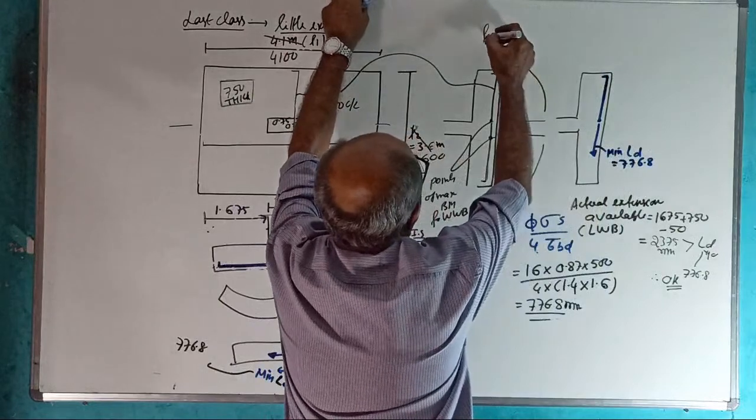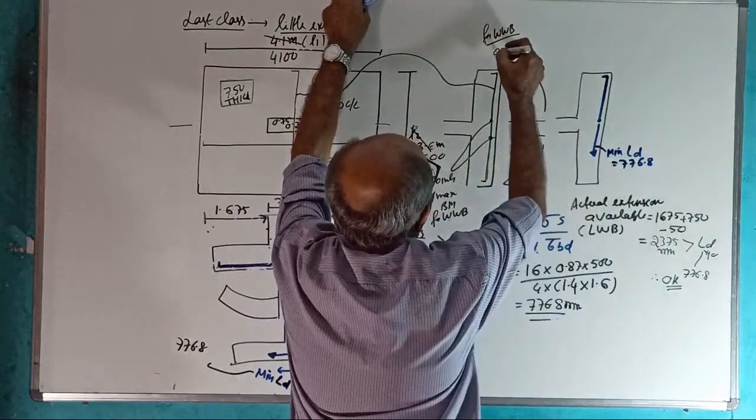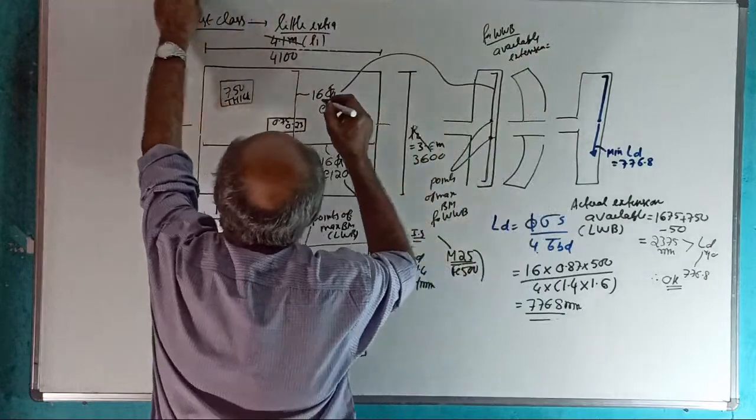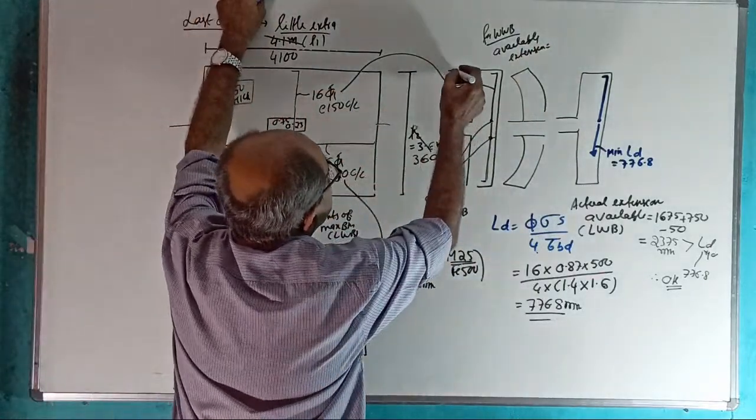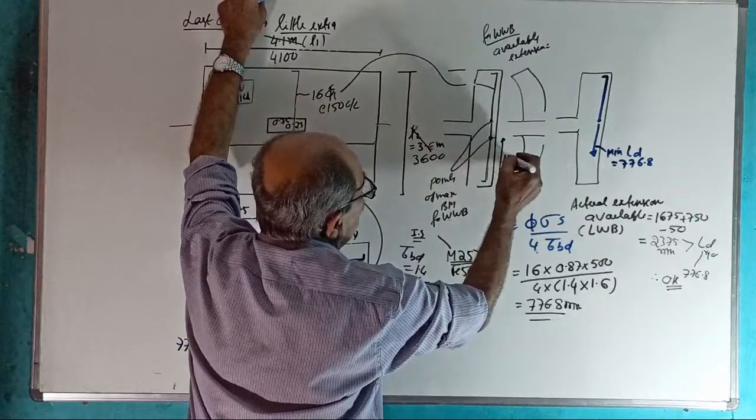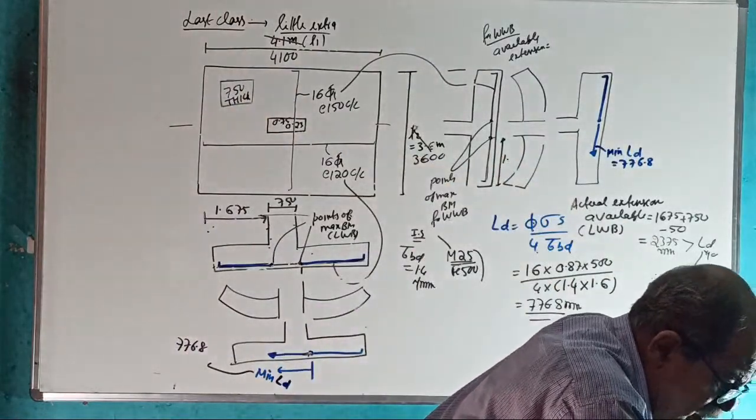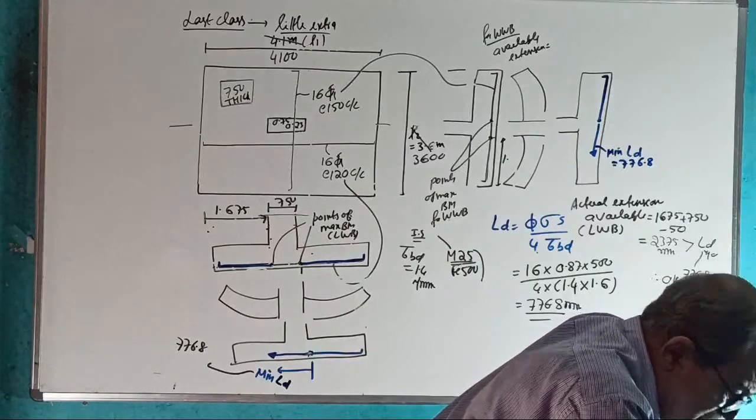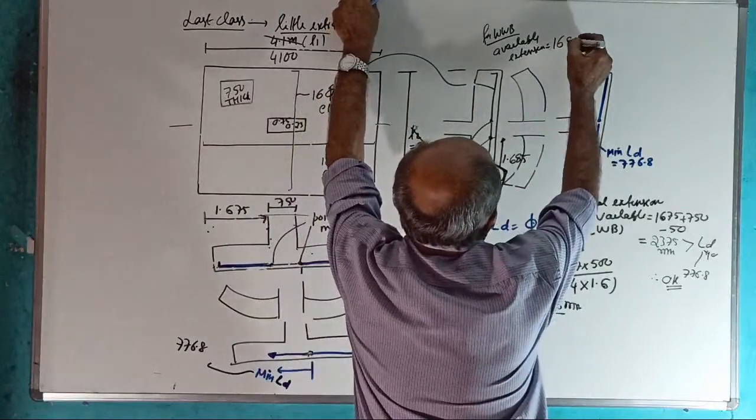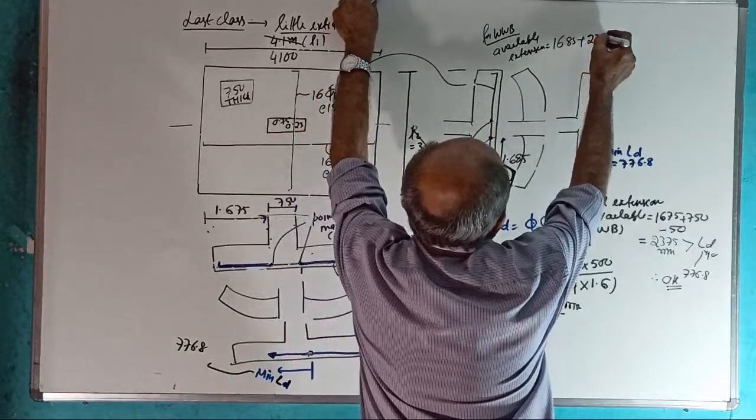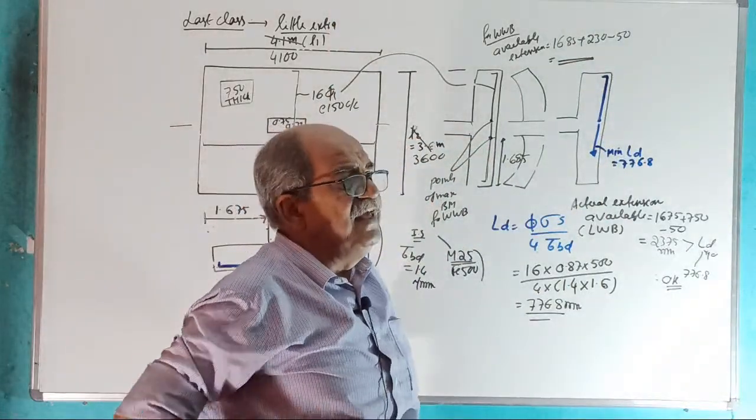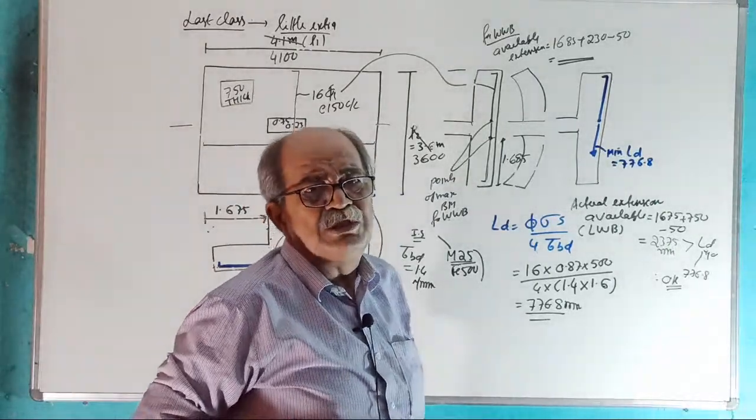Okay, now same way. For widthwise bending, the available extension is, tell me, what is this projection? What is the widthwise projection? It is 1.685 meters. So it is 1685 plus this column side 230 minus 50 clear cover. Answer, how much? That is the available extension on widthwise.